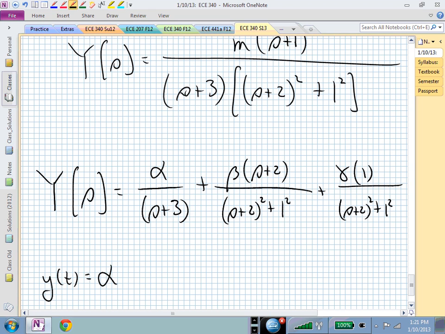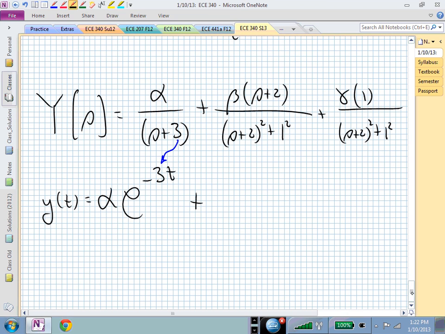Little y of t is now alpha times what? What's the inverse Laplace transform of 1 over s plus 3? That's coming from the 3, isn't it? That minus 3 is giving us this decay, e to the minus 3t. These other two pieces give rise to an exponentially damped cosine and an exponentially damped sine.